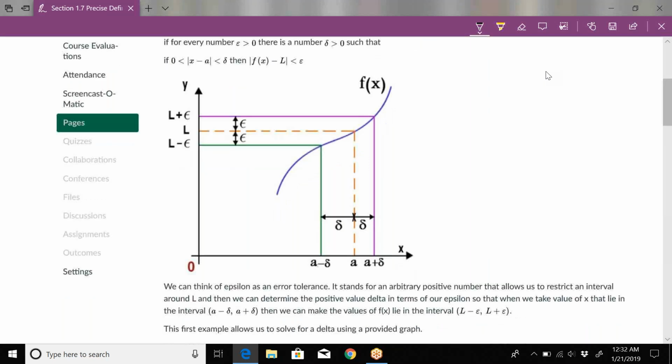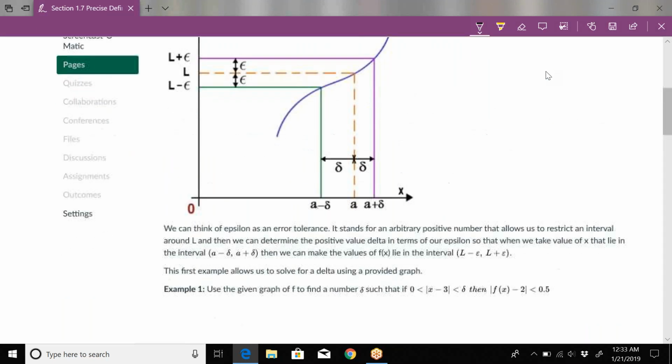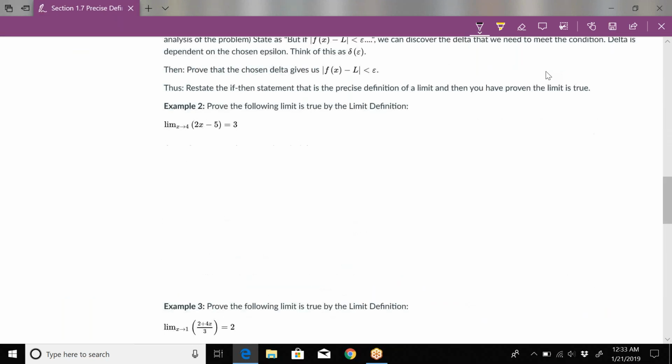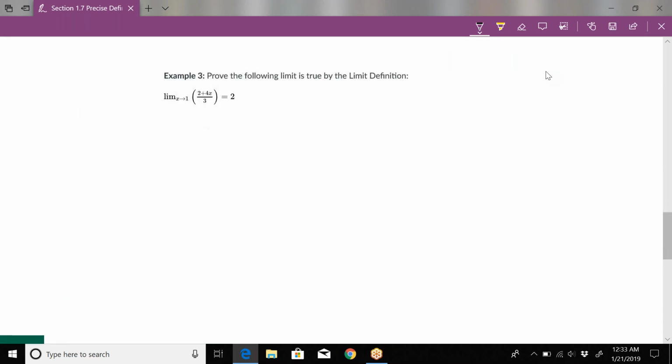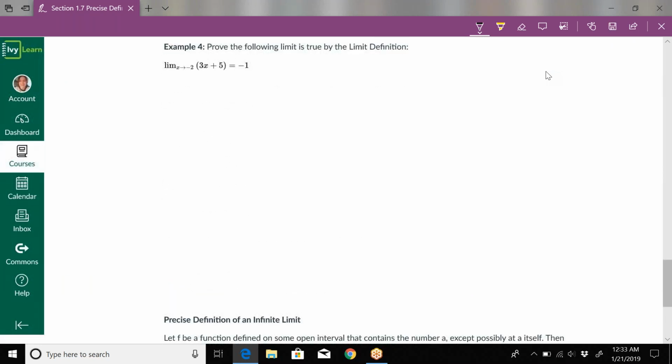Now, we did one of these together in class. In fact, we did two things. We did a graphical one, and then we did one, I think it was example 2. So I'm going to skip example 3 for a second because example 4 is a little bit easier to look at. And it says, prove the following limit is true by this limit definition.